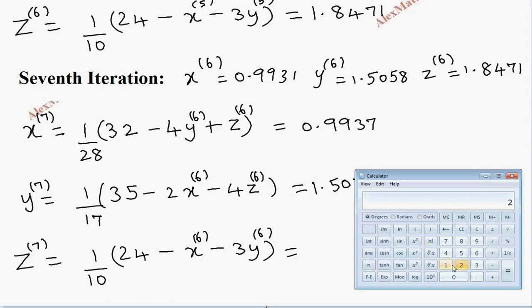Now the last value, 24 minus x of 6, 0.9931 minus 3 into y of 6, 1.5058. This whole value divided by 10, 1.8489. You can make it as 1.8490.